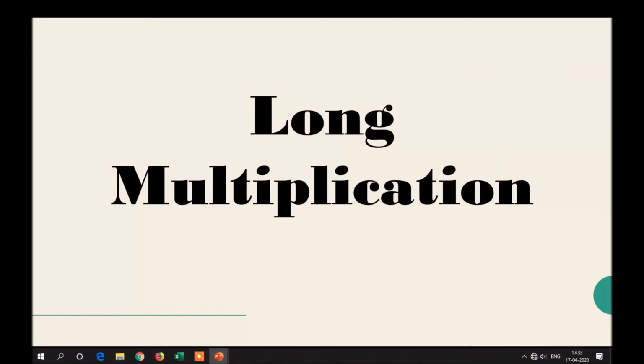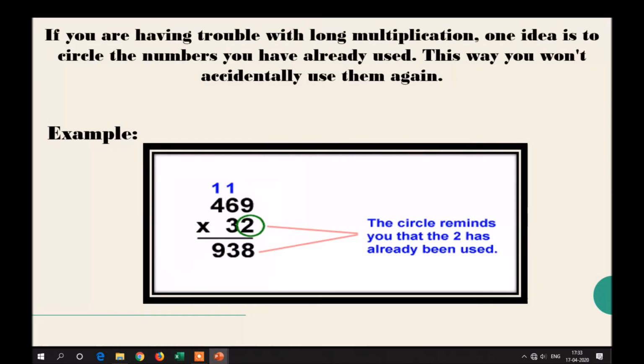So long multiplication. If you are having trouble with long multiplication, one idea is to circle the numbers you have already used. This way you won't accidentally use them again. For example, now I have used this 2. 2 9s are 18, 8 here, 1 here. 2 6s are 12, 1 is 13, 3 here, 1 here. 2 4s are 8, 9. I have used this 2. So we will circle this 2. Now the remaining number is 3.